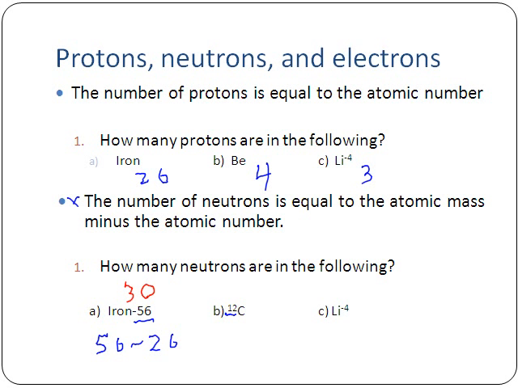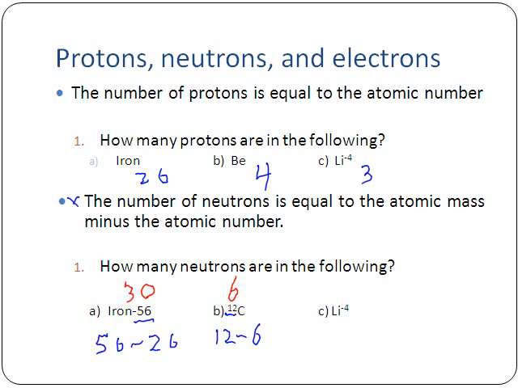And so to figure this out, we'd say the atomic mass, which is 12 here, minus the atomic number for carbon. The atomic number for carbon, if you look it up, is 6. So 12 minus 6 gives us quite simply 6. So we know we have 6 neutrons in this one right here.